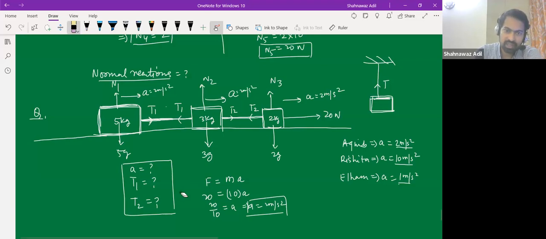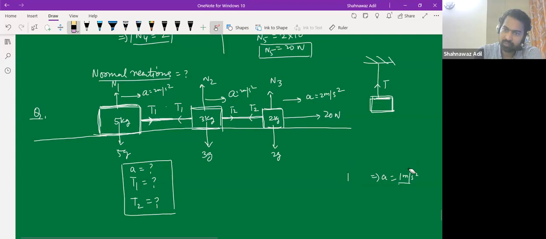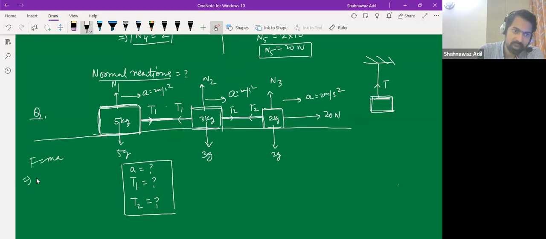Now if we write the free body diagram, let me write it. So now F is M A. I am only writing the X part. So this is 20 equals 10A. So A is 2 meter per second square.